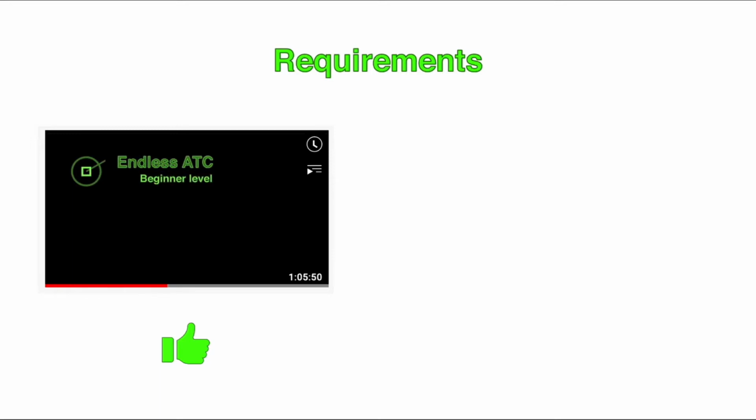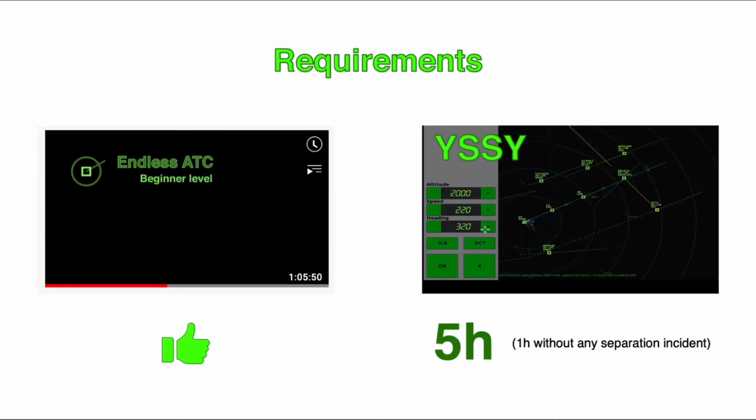first, to have a look, to understand the concepts better, and then you need to practice at least 5 hours in this airport that I put you here, which is Sydney Airport, Yankee Sierra Sierra Yankee. And from those 5 hours at least you need to demonstrate to yourself that you were able to do sequences without any separation incident during 1 hour. Again, if you haven't done these two things, I completely recommend you to stop this video and to do them first, because I think that you're not fully prepared for this lesson. But you're free to do whatever you want, it's your choice, it's your time. Of course, I'm going to respect it.